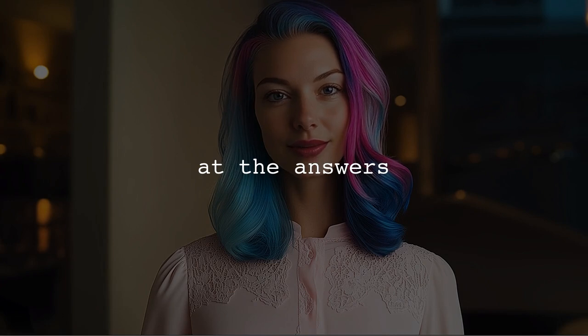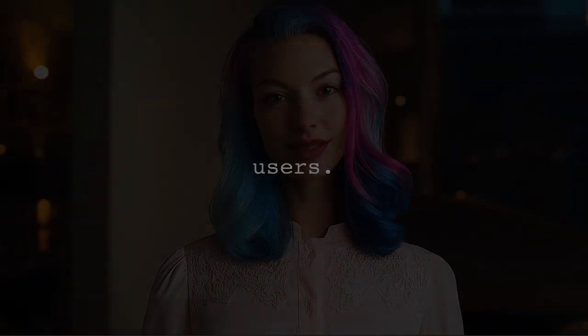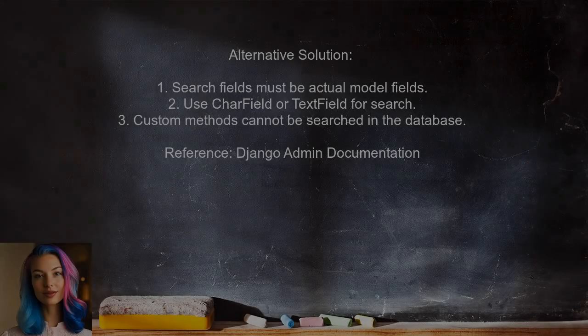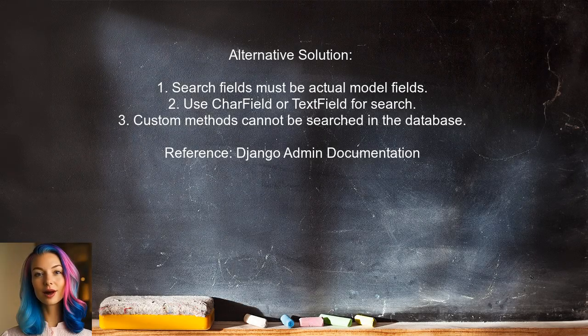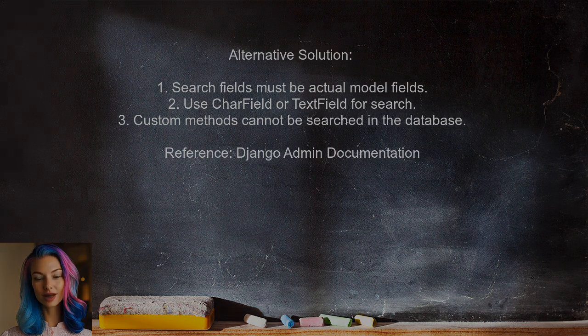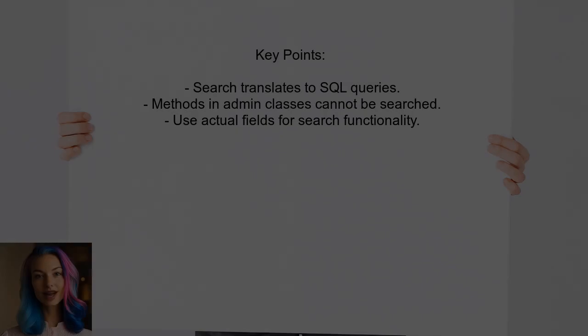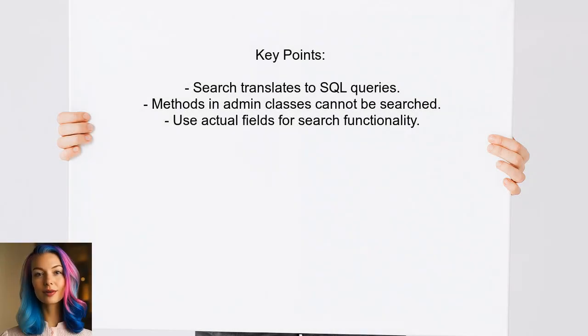Now let's look at the answers provided by other users. This user explains that searching with a custom method, like investment in Django Admin, is not allowed. The search fields must reference actual model fields, specifically text fields like CharField or TextField. They clarify that the search functionality translates to database queries, which cannot include methods. Therefore, the investment method cannot be used for searching.